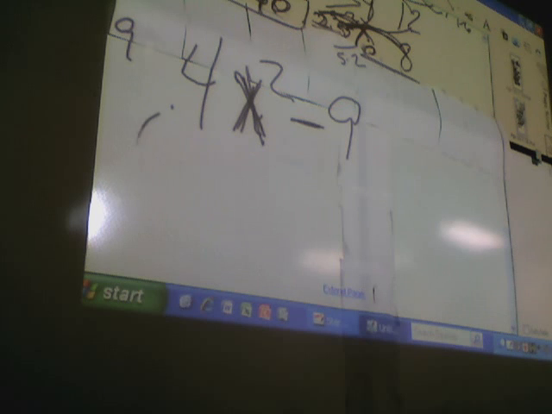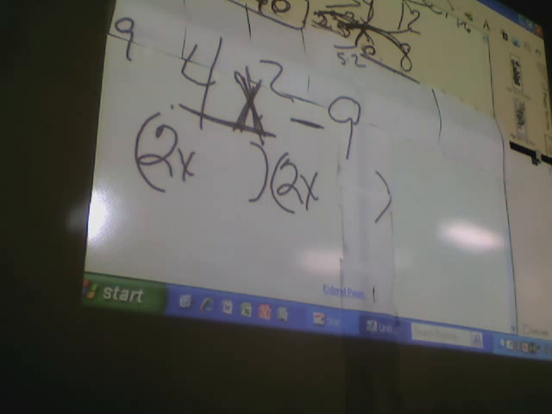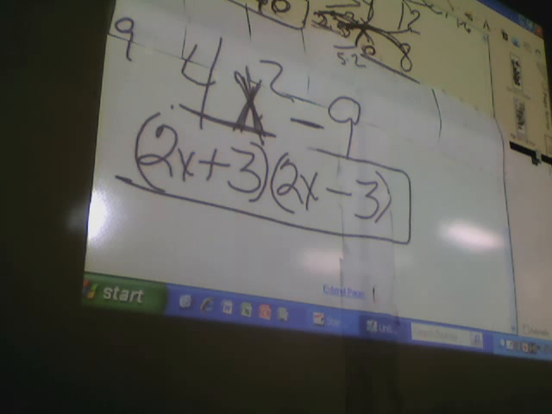So what do we do with the difference of squares? What gives you 4x squared? What times itself? 2x. We put that at the beginning. The 9 is what? 3 times itself, right? And then you put a plus and minus. You can't write that with the little squared on top because they're not the same. One has a plus, one has a minus.